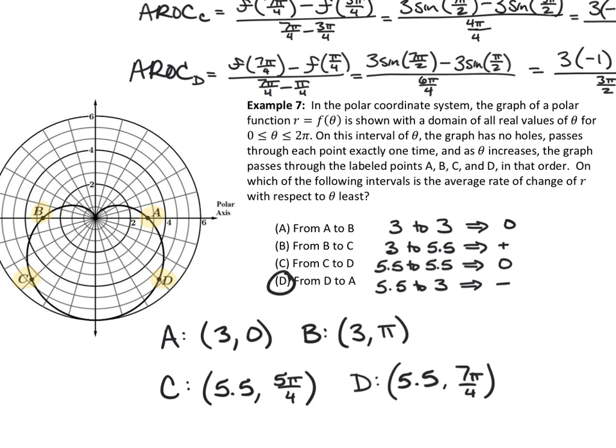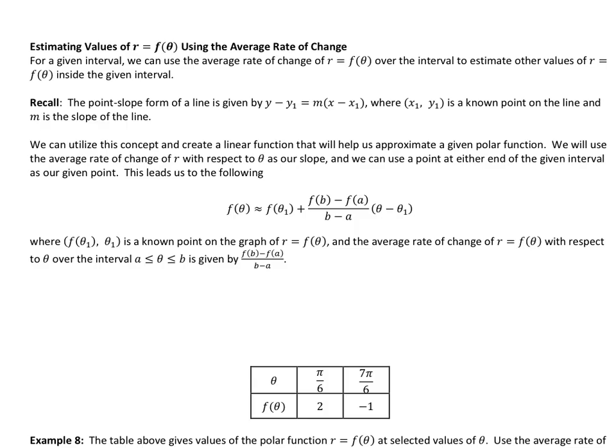Putting this all together, and I can imagine an FRQ potentially using something like this. Maybe not with polar, but definitely the idea of estimating using the average rate of change is part of an FRQ. But if we look at the last question here, it asks us to use the average rate of change to estimate values for my function.